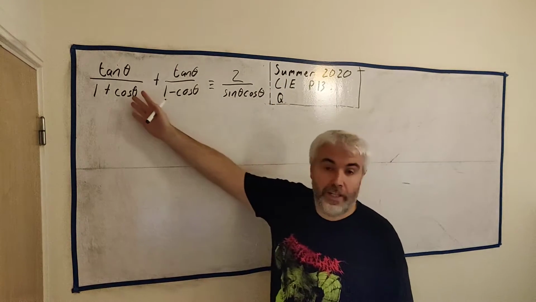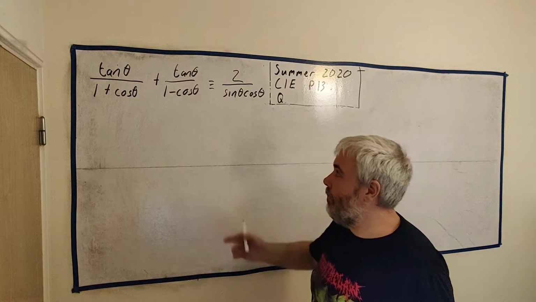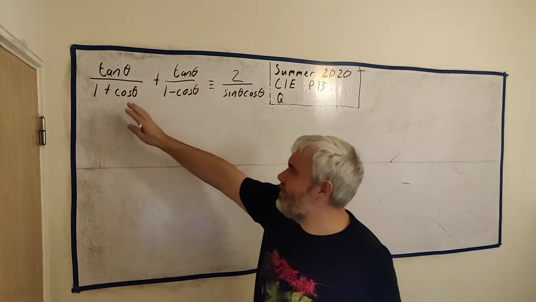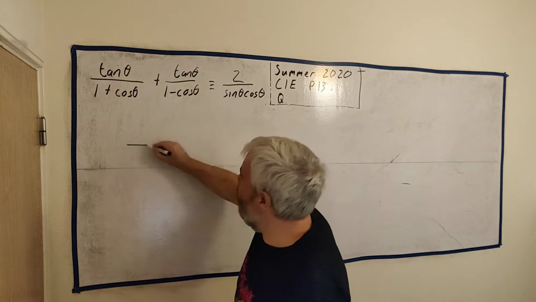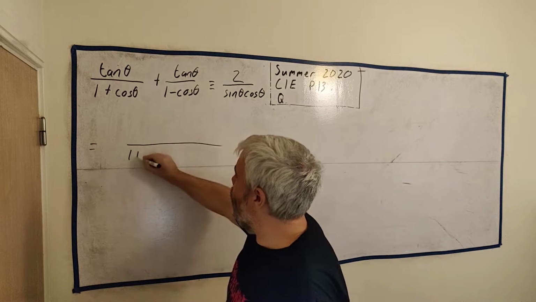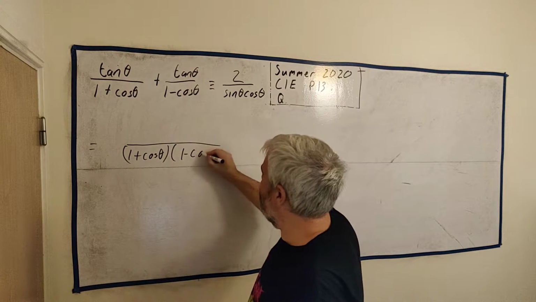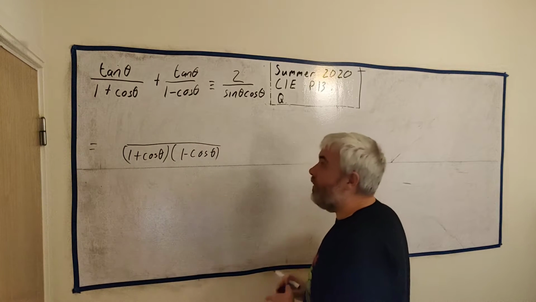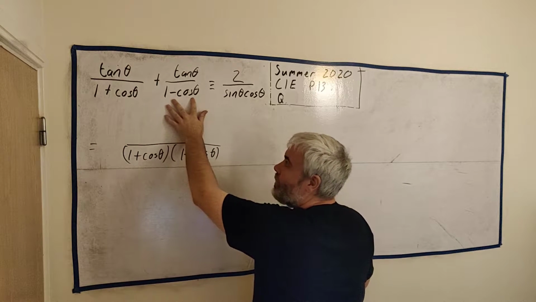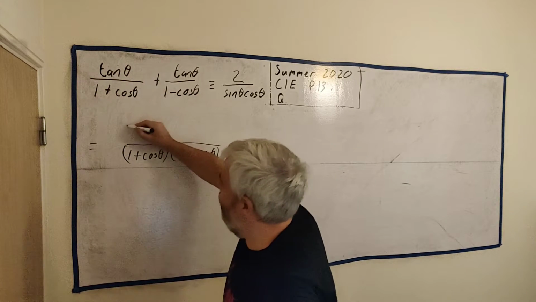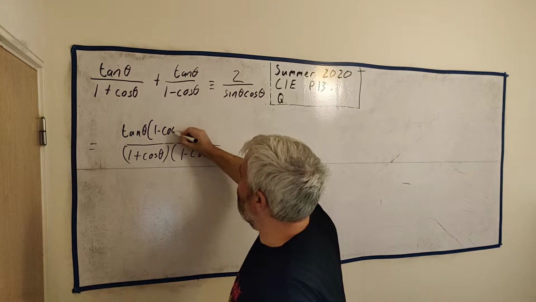So the first thing you can do on the left side is just add them together. We have two fractions, add them together. We often say cross multiply. I like to just think of it as getting the bottom row to be the same. So this one multiplied by this on the bottom row. So let's say this will equal 1 plus cosine theta multiplied by 1 minus cosine theta. To get the same thing on the bottom row, I must have multiplied this by 1 minus cosine theta. So I must multiply the top by 1 minus cosine theta.